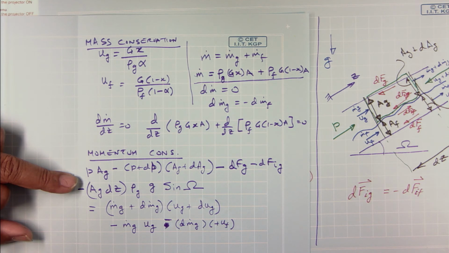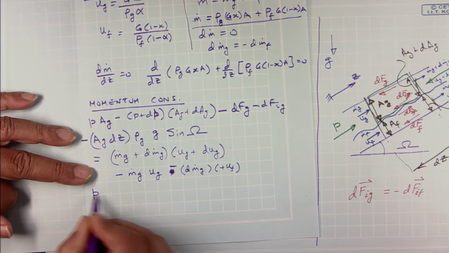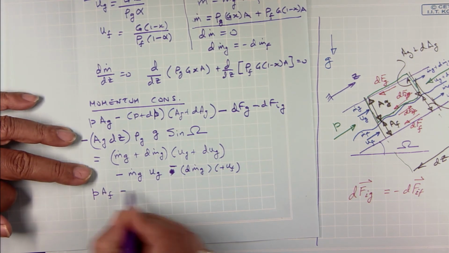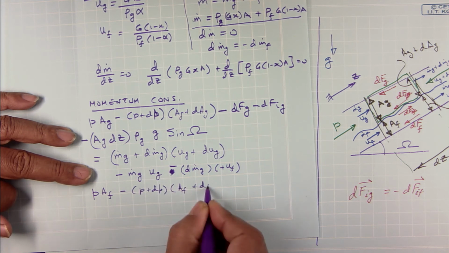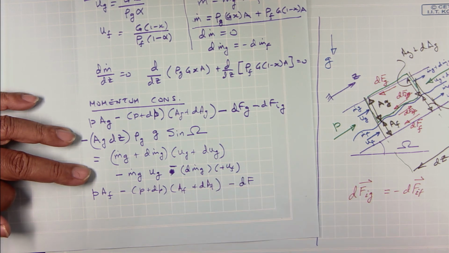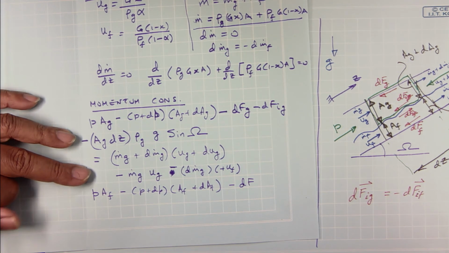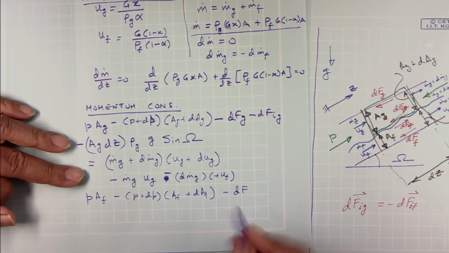Okay. So, similarly I can write one for the liquid phase as well. If I write it for the liquid phase, I will follow the same things. It will be P A_f minus P plus dP times A_f plus dA_f, and then minus dF_f. Okay. What about the dF_if? Is it positive or negative, the interface? Because in the vapor I assumed it was in the negative direction. So, for the liquid it has to be equal and opposite, in the opposite direction, and so it becomes positive.